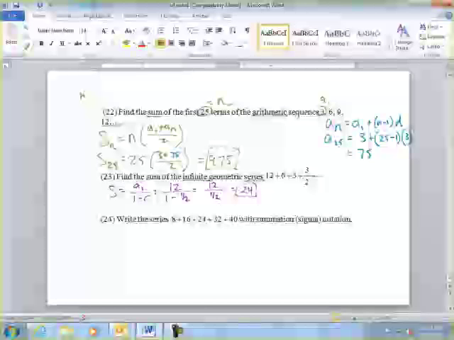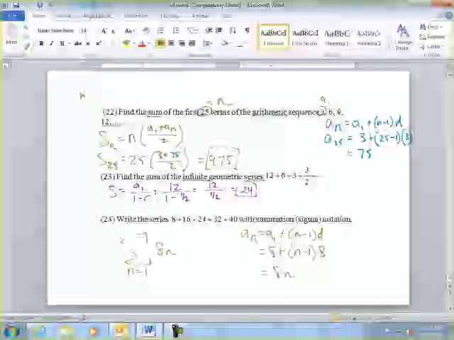We are asked to write this in our sigma notation. We start at 1. Then we need our rule. This is arithmetic. We are adding, so you would use your arithmetic sequence rule. So a sub 1 is 8. Difference is 8. That would end up giving us a rule of 8n, which is what goes on the inside.